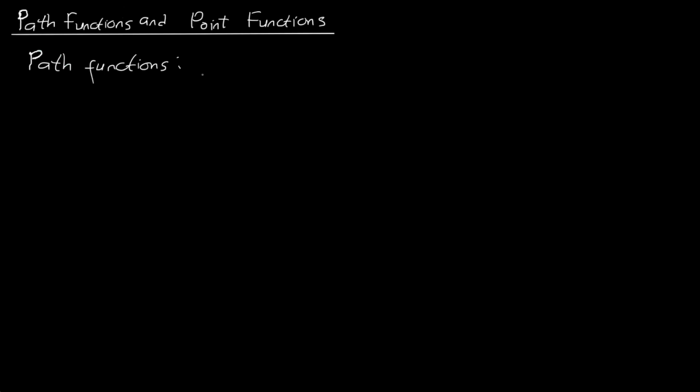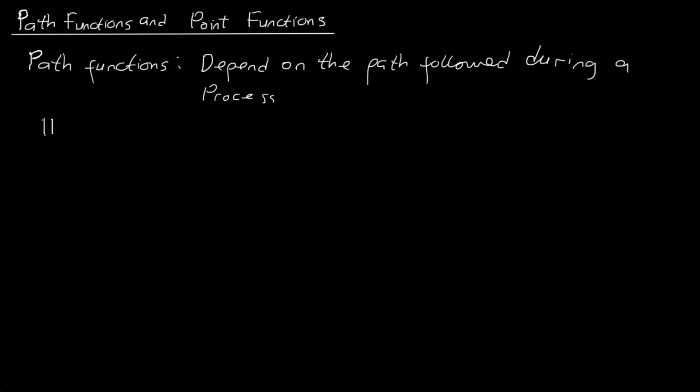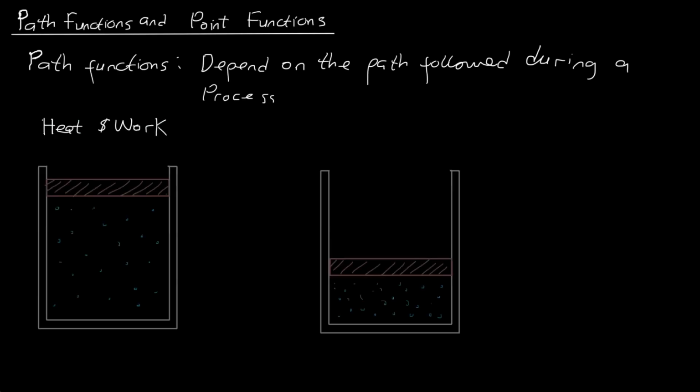Path functions, on the other hand, depend on the path followed during a process. Heat and work are path functions. Let's use the same example. Here, the volume of the gas has been reduced. There are many different processes that could give us this outcome. One possible way could be to remove heat from the system so that the gas cools and is compressed. Another means could be by mechanically compressing the gas, doing work on it.